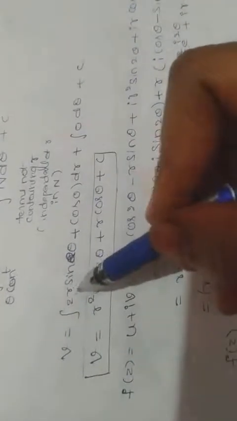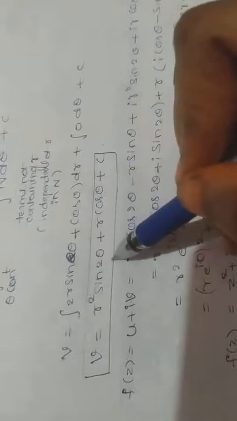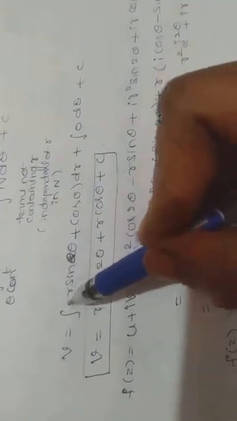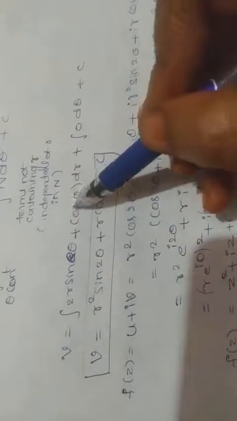Now integration of 2r sin 2θ with respect to dr. Sin 2θ is a constant. 2r integration is r²/2, the 2 gets cancelled, so r², plus a constant of integration with respect to r, which is r cos θ, plus 0, plus the integral constant c. This is v, found by using the first method.